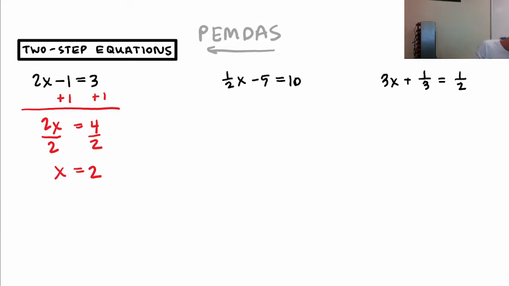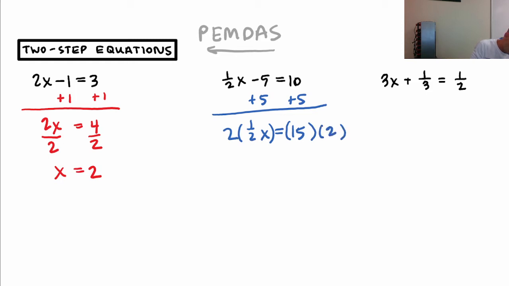All right, now I'm going to do one more. I'm going to add 5 to both sides. So I'm going to add 5 here and there. And then I'm going to have 1/2 x equaling 15. Okay? And then to get rid of that 1/2, I'm going to multiply by 2. And then 2 half x's is going to be an entire x. And so the x is going to equal 30 here.